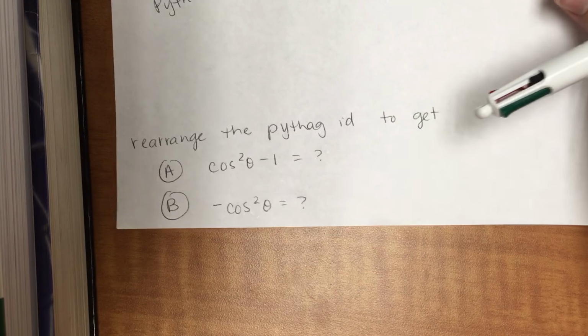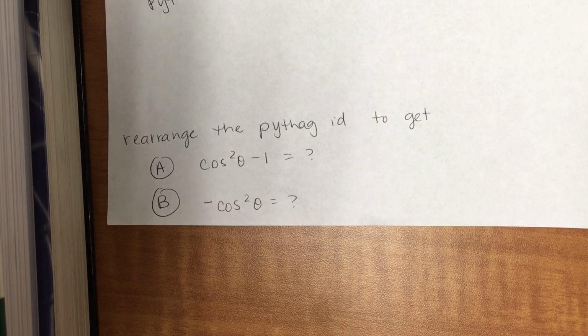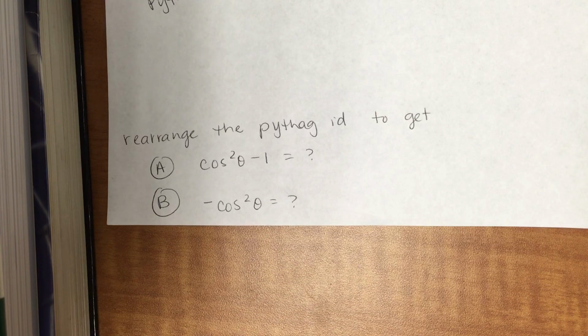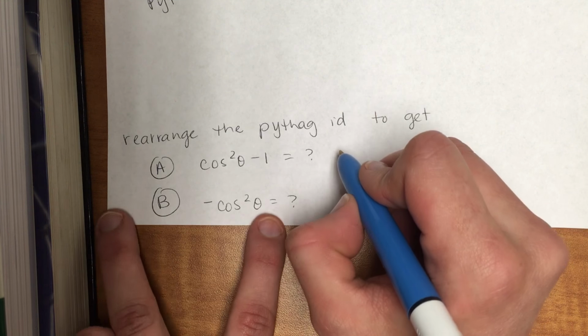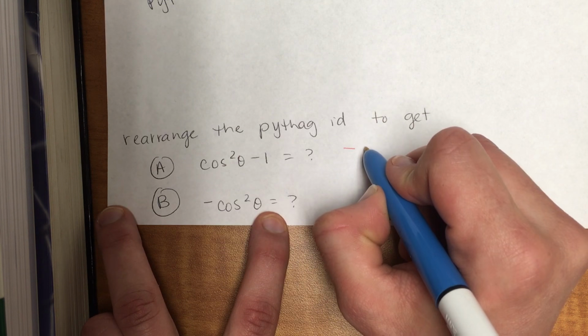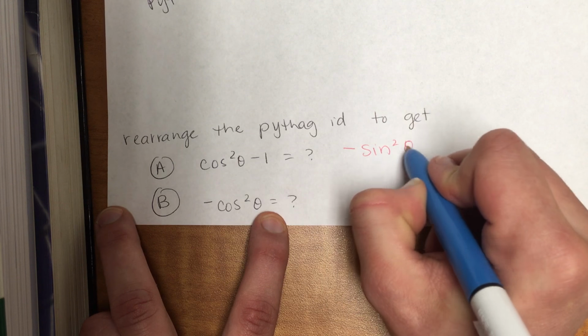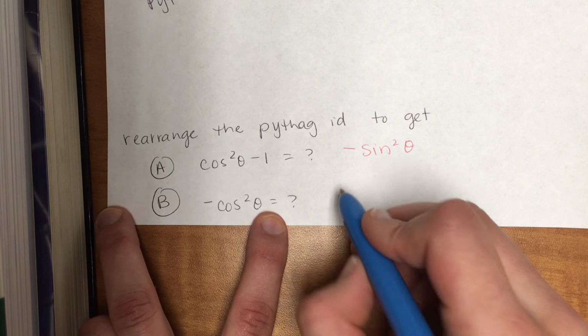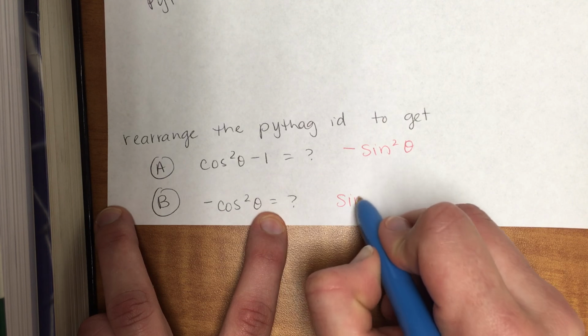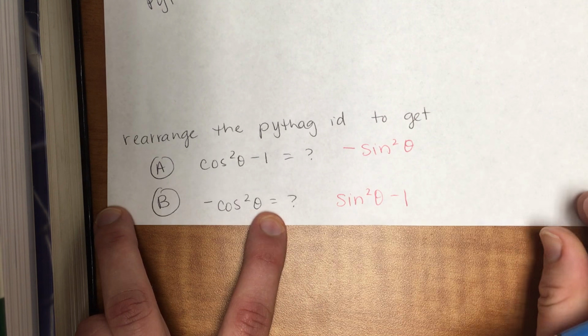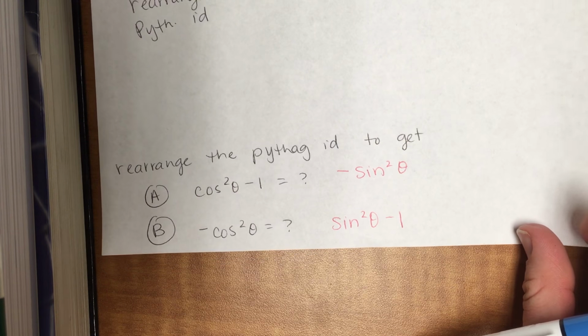Okay, take a minute to see if you can rearrange the Pythagorean identity to get these two answers here. And you pause the video if you need to. You should end up with a negative sine squared theta for the first one, and then for the second one, it should be a sine squared theta minus 1. If you need, or if you have questions, email me.